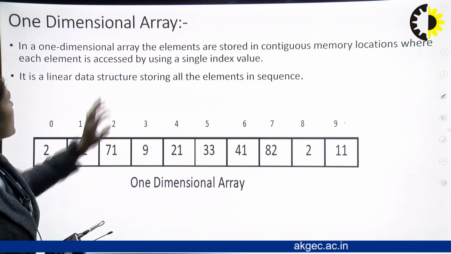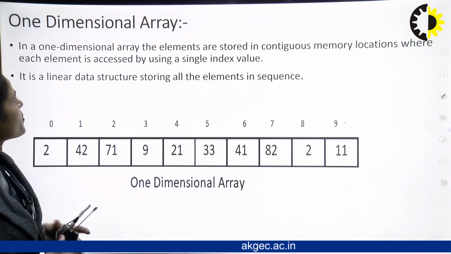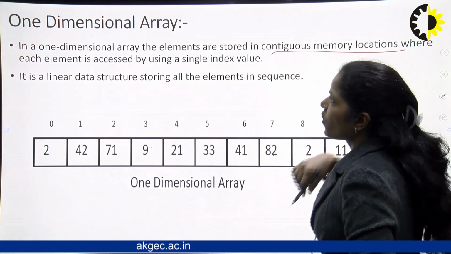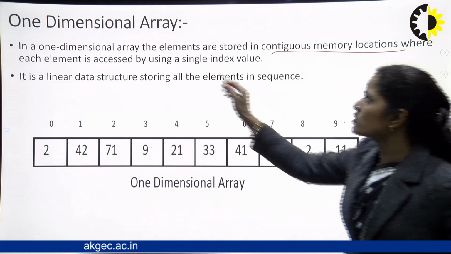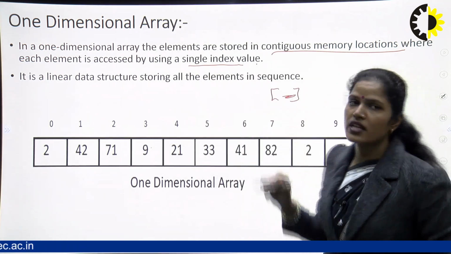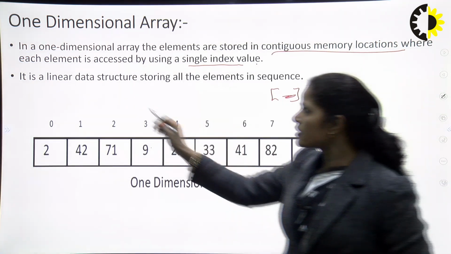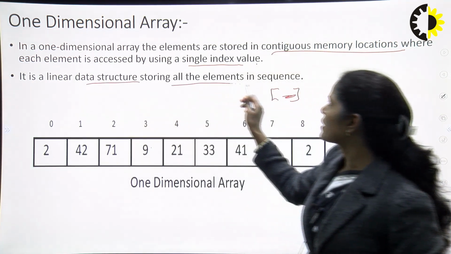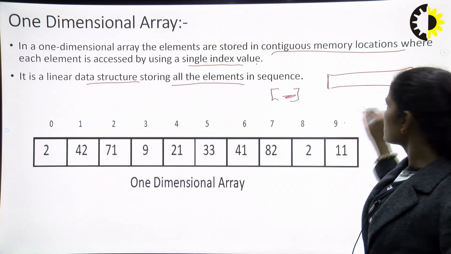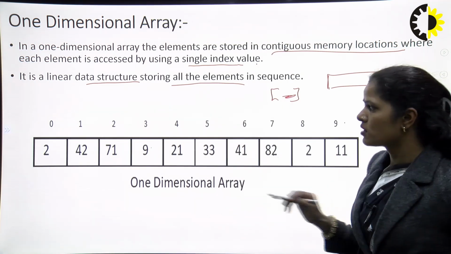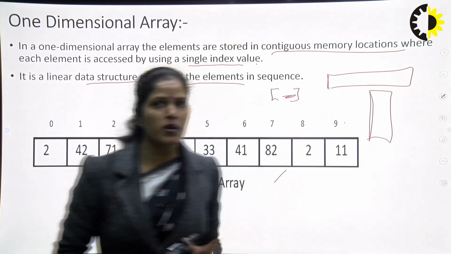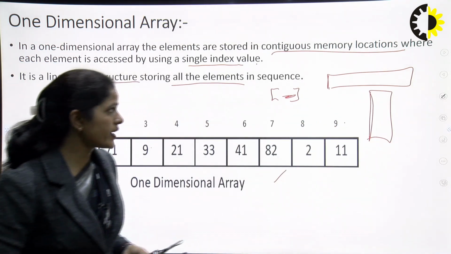So a one dimensional array is an array whose elements are stored in contiguous memory locations, where each element is accessed by using a single index value, and this index value is always enclosed in square brackets, right? It is a linear data structure storing all the elements in a sequence. It may go in this direction and it may go in this direction. So in a specific way you can implement the one dimensional array, right?